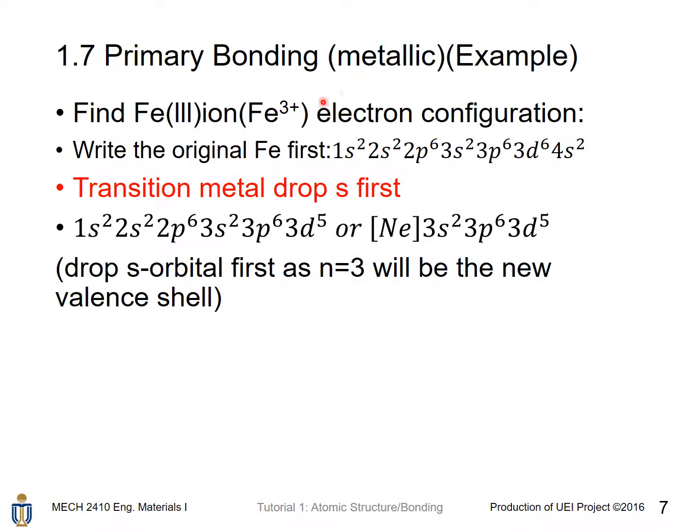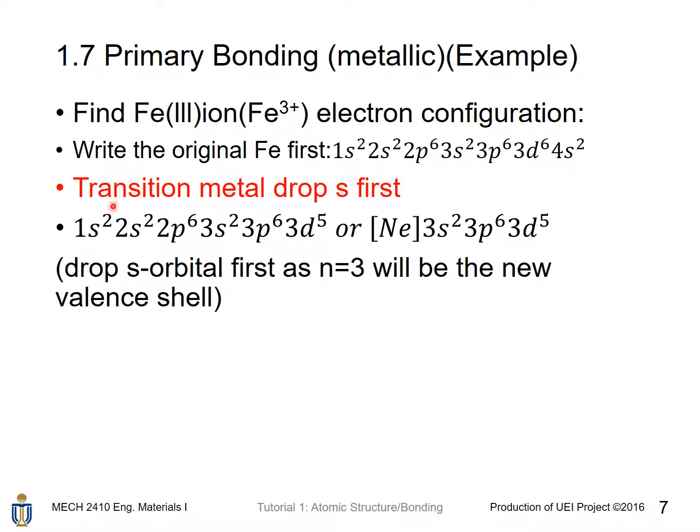Here is an example. Find the Fe3+ ion electron configuration. First, we find the original Fe atom electron configuration, which is in this way. You can use different methods, as I mentioned in the earlier PowerPoints.